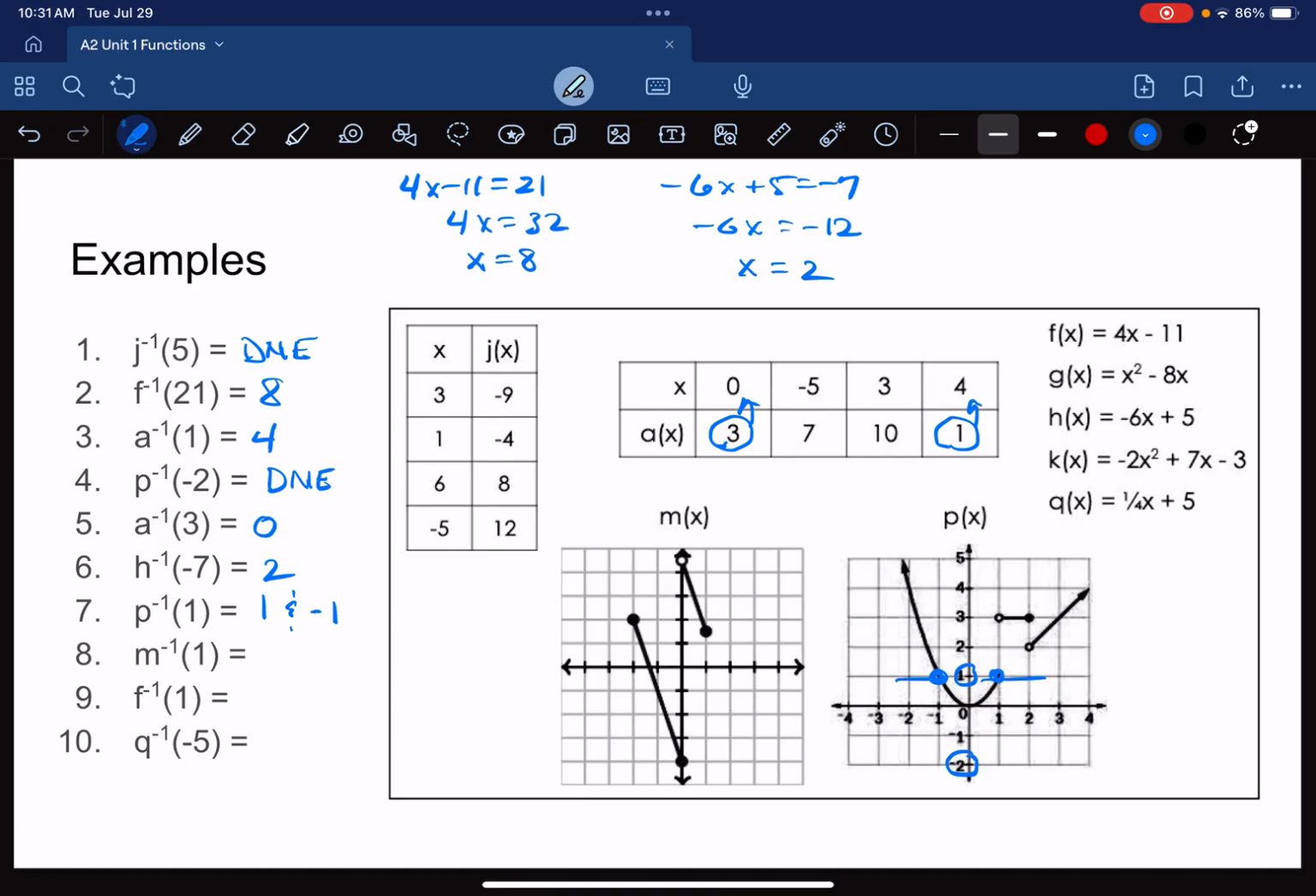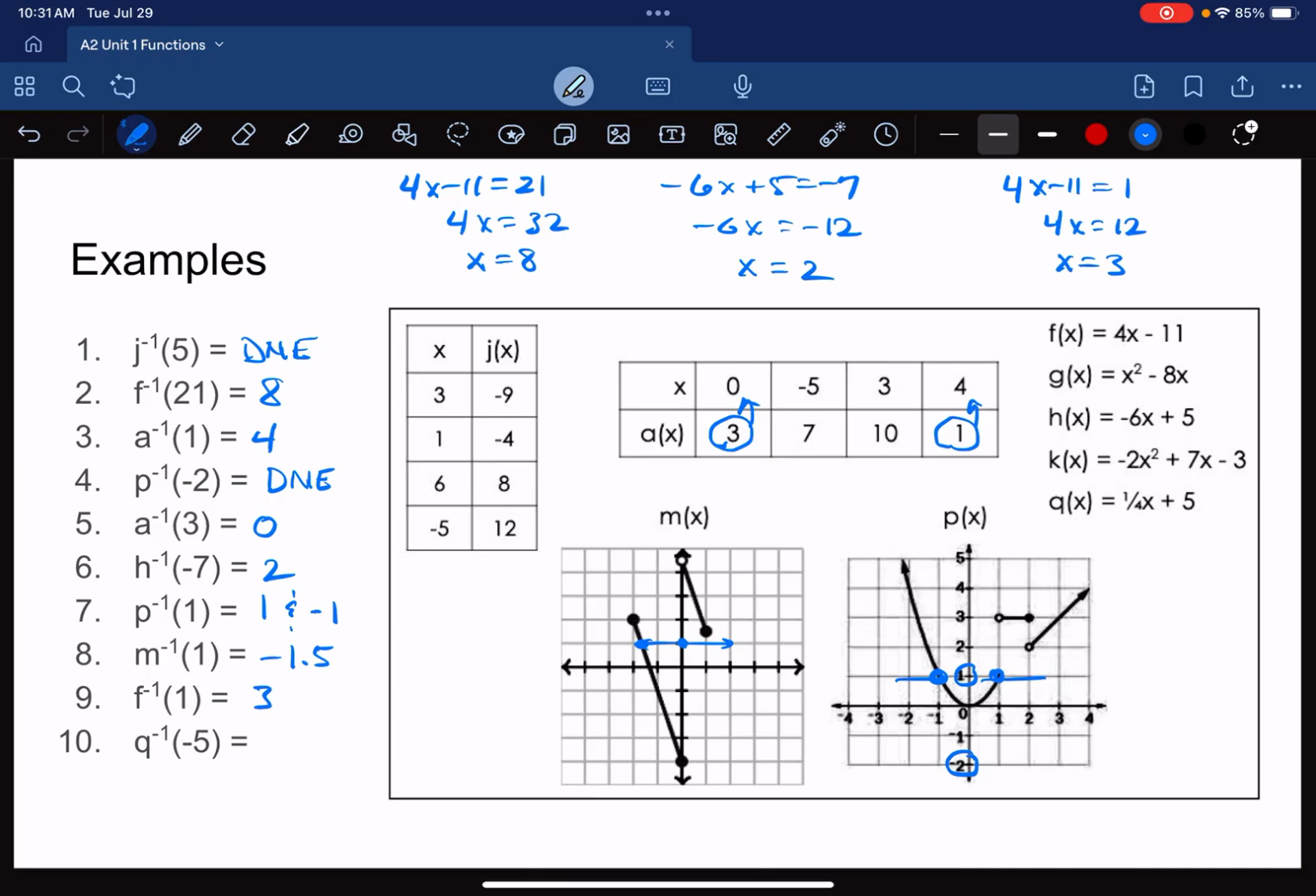m inverse of 1. Well, here's 1. Look left and right. And there it is, right there. We'll call it negative 1.5. Halfway in between, just a rough estimate there. f inverse of 1. f is a function up here, an algebraic function, so I'm going to take that expression, set it equal to 1, and see what x value I get out of that. So I'm going to add 11 and get 12. I'm going to divide by 4. I'm going to get 3. So an input of 3 gives an output of 1.